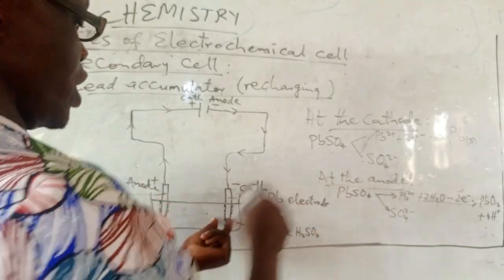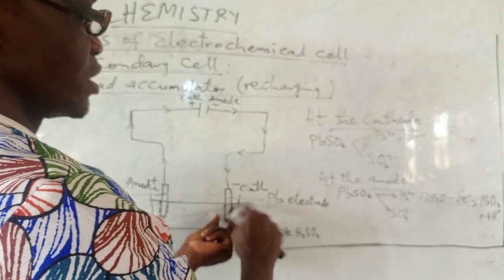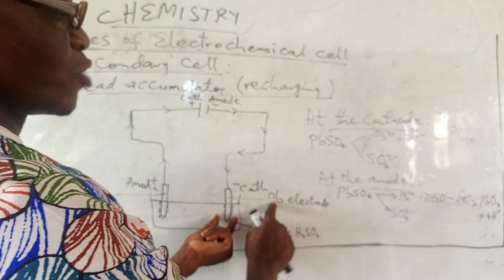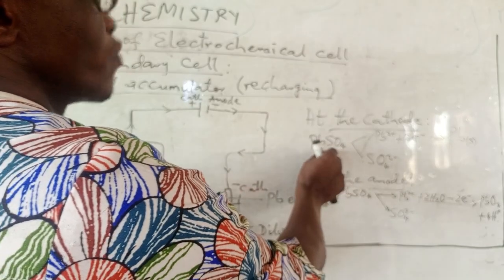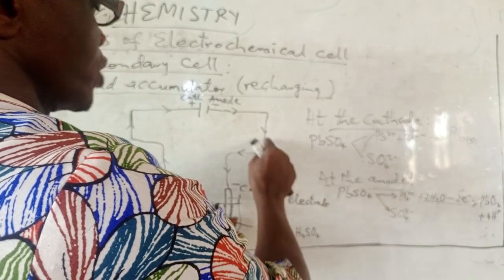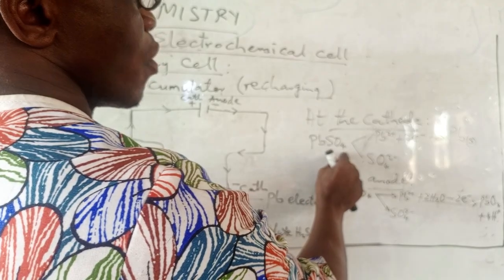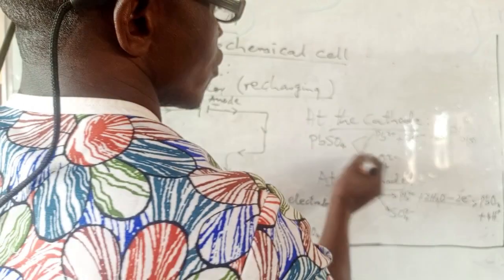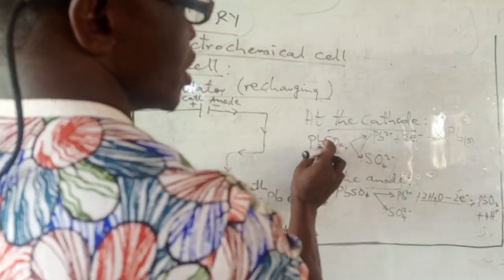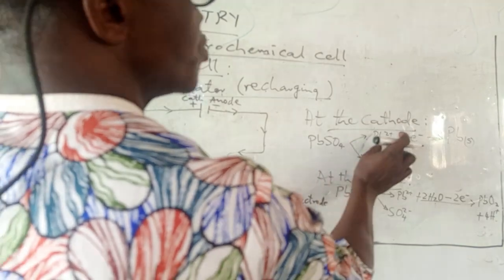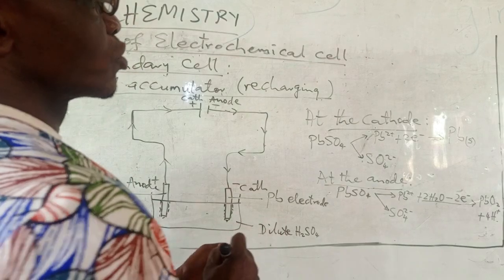Now at the cathode, the PbSO4 that covered the electrode, remember this is supposed to be a Pb electrode, not PbSO4 as we saw. So the PbSO4 that covered the surface, because electrons are coming in, the Pb will let go of SO4 into the solution. You can see SO4 going back to solution from here. It goes back to solution, leaving you with what? Pb.